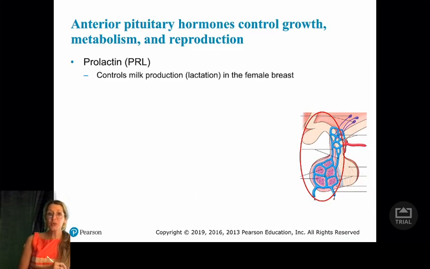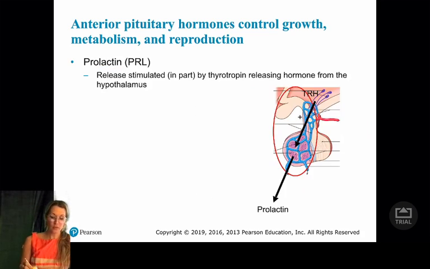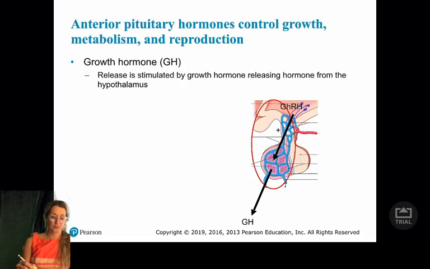Prolactin, what does it do? It controls milk production, lactation in the female breast, and as I said, it's in the name. It's stimulated in part by thyrotropin releasing hormone from the hypothalamus. So the hypothalamus produces TRH, thyrotropin releasing hormone, and thyrotropin releasing hormone stimulates the release of prolactin.